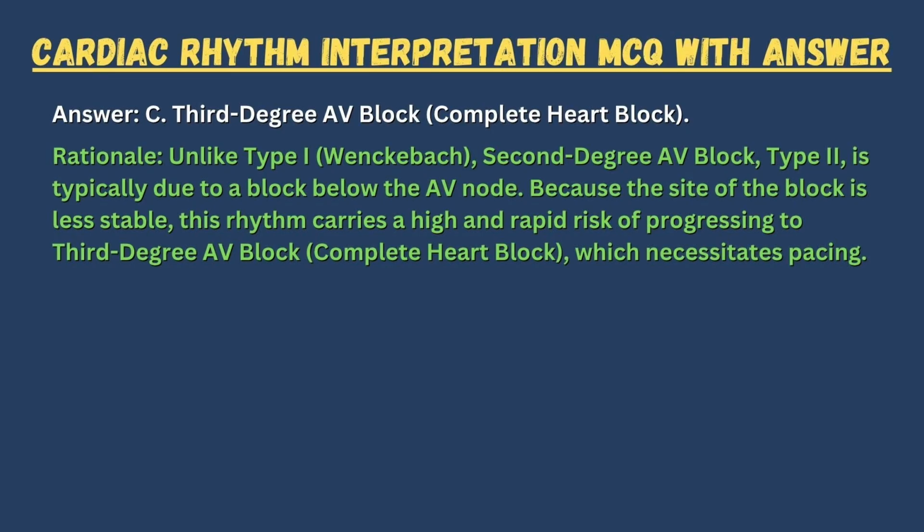Rationale: Unlike type 1 Wenckebach, second-degree AV block, type 2, is typically due to a block below the AV node. Because the site of the block is less stable, this rhythm carries a high and rapid risk of progressing to third-degree AV block, complete heart block, which necessitates pacing.